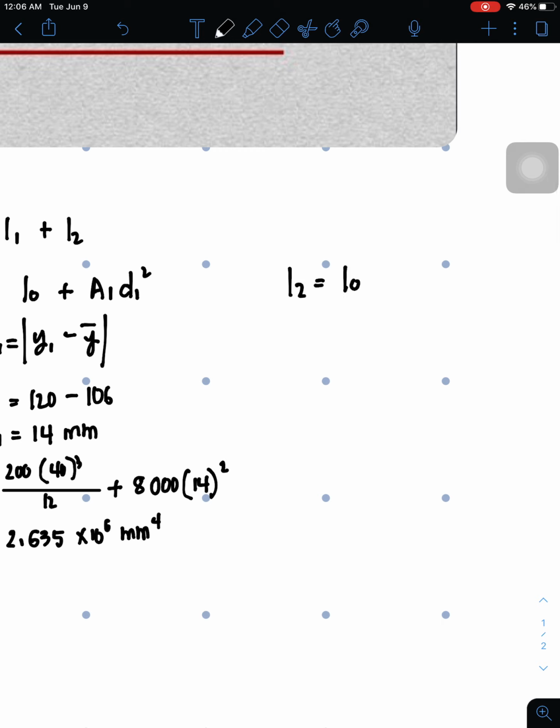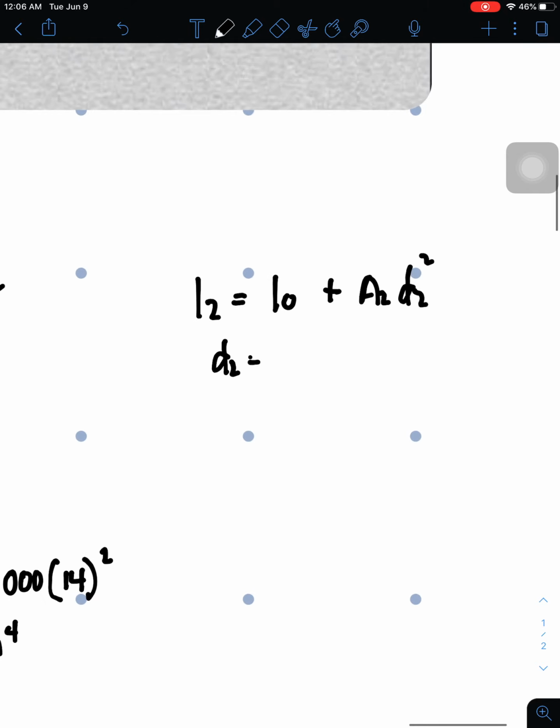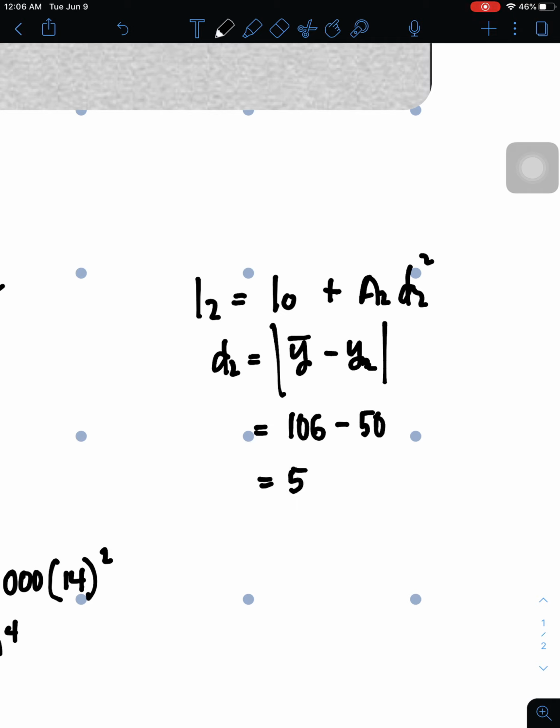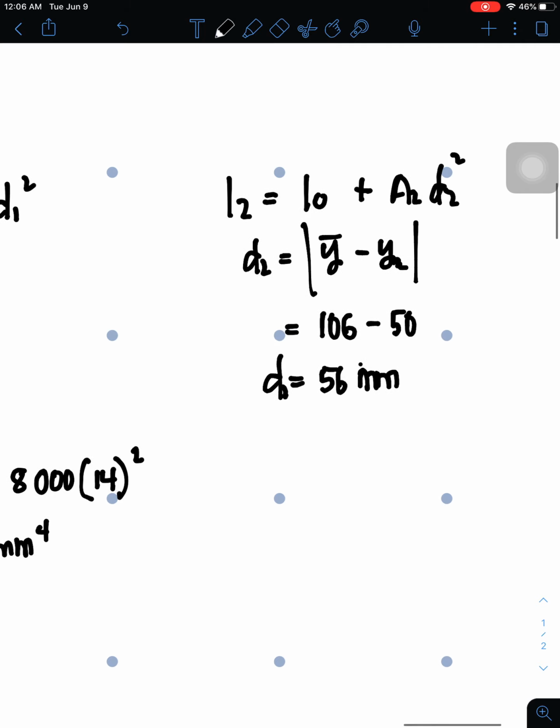Next, let us solve for I2, and that is the centroidal moment of inertia plus area 2 times d2 squared. And then, of course, d2 is the difference between barred y and y2. If the value is negative, get the absolute value. So it's 106 minus 50. So this is 56 as d2.